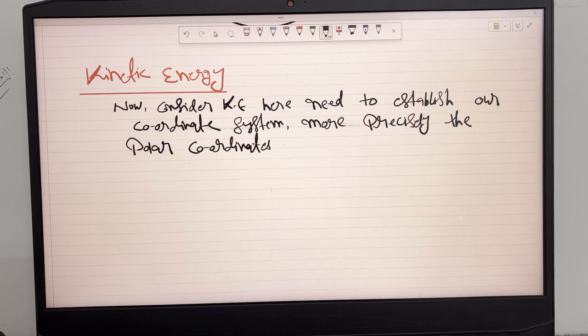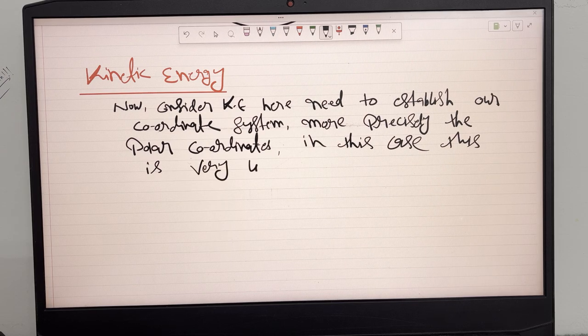Let me finish the wordings, because when you understand the things and it is written in words, it will be very clear when you revise in the upcoming days, like after 10 days, 20 days, 30 days, or 1 month, 2 months. If the wordings are written in your notes, then it will be clear. Otherwise by figure you can't understand everything, right? So precisely for the polar coordinates, in this case this is very useful.